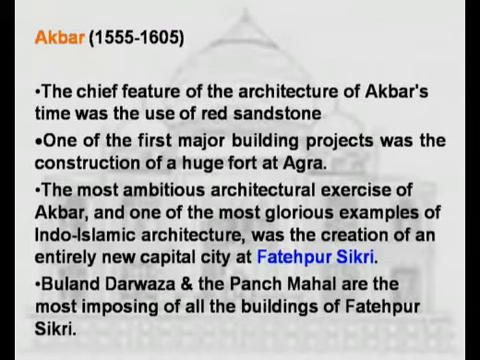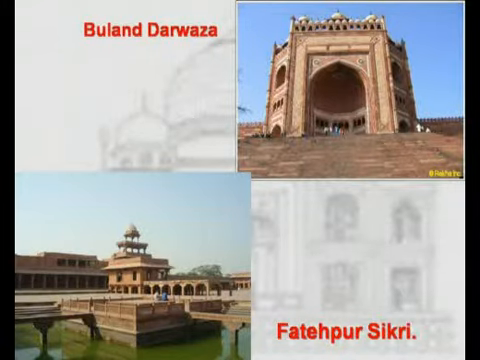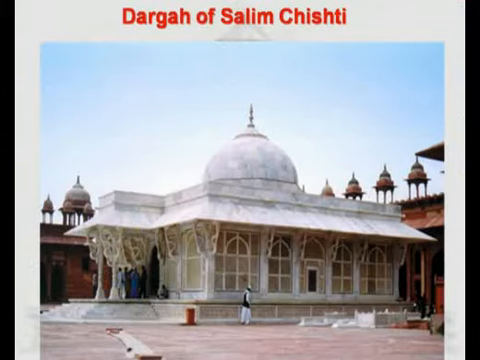The most ambitious architectural exercise of Akbar was the creation of an entirely new city, capital city, at Fatehpur Sikri, and it has been described as a frozen moment in history. The Buland Darwaza, the Panch Mahal and the Dargah of Salim Chishti are the most imposing buildings of Fatehpur Sikri.